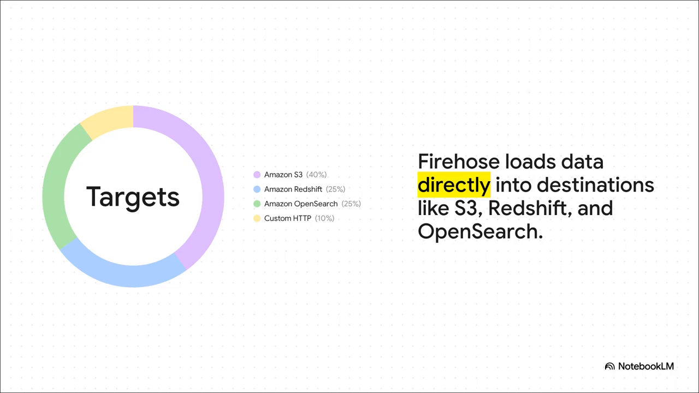And this chart shows you exactly where that data can go. Firehose is purpose-built to load data straight into places like Amazon S3 for storage, Redshift for data warehousing, or OpenSearch for analytics. It's a direct pipeline from your source to its final home.